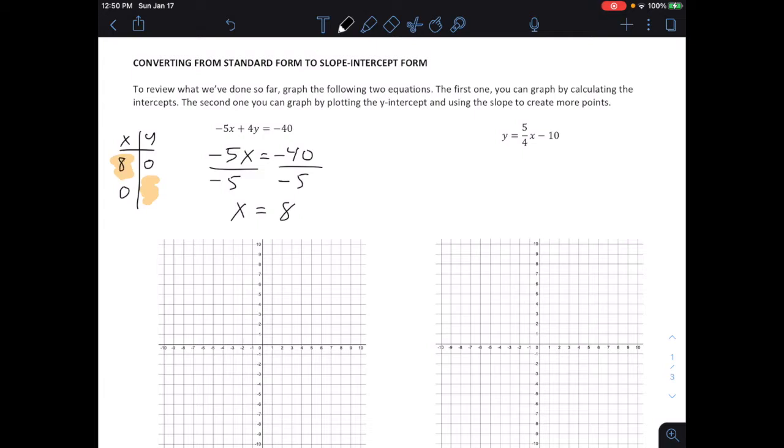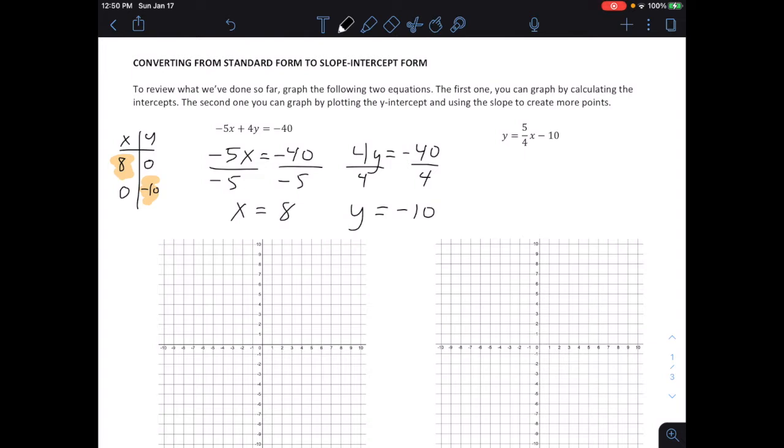And then I'm going to do the same thing with the x equals 0, which means the negative 5x will disappear. So I'm going to solve 4y equals negative 40, and then just divide by 4. In this case, I'm dividing a negative by a positive, so that means my answer is going to be negative, and it's going to be negative 10. Okay, so there we go.